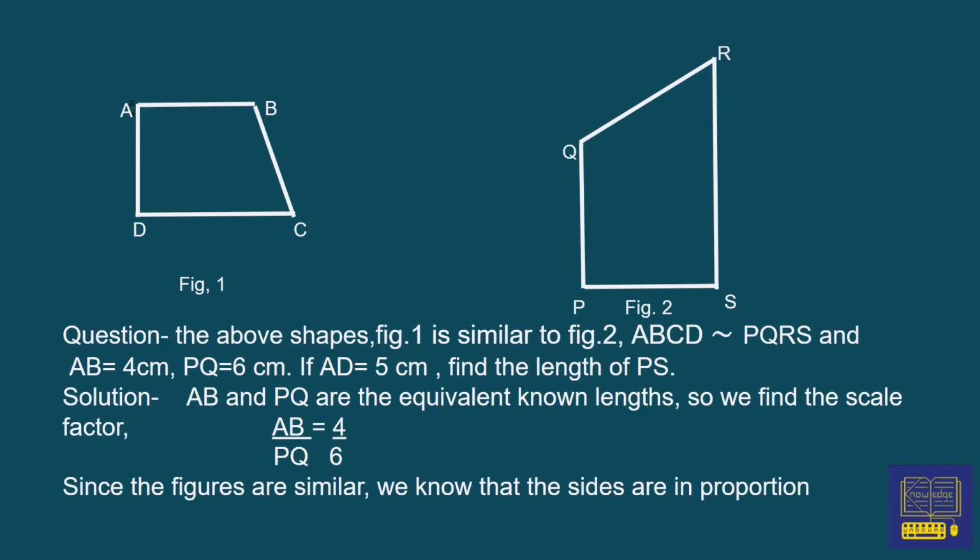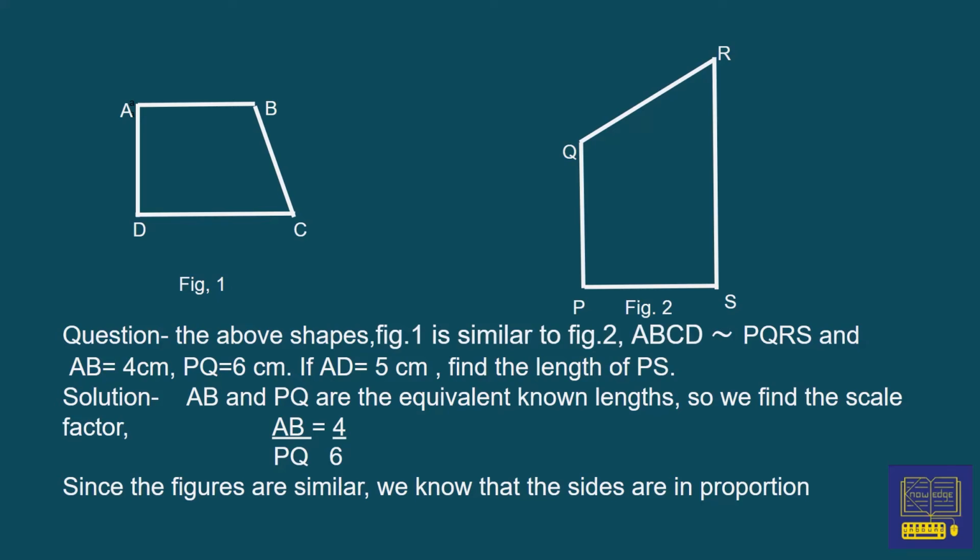This is an example where ABCD is similar to PQRS. AB is 4 centimeters, PQ is 6 centimeters, and AD is 5 centimeters, and we need to find the length of PS. First, we look at which side corresponds to which. So ABCD is similar to PQRS, AB corresponds to PQ, BC corresponds to QR, and so on. We use AB and PQ, the two known lengths, to find the common ratio or the scale factor. So AB upon PQ is equal to 4 upon 6.